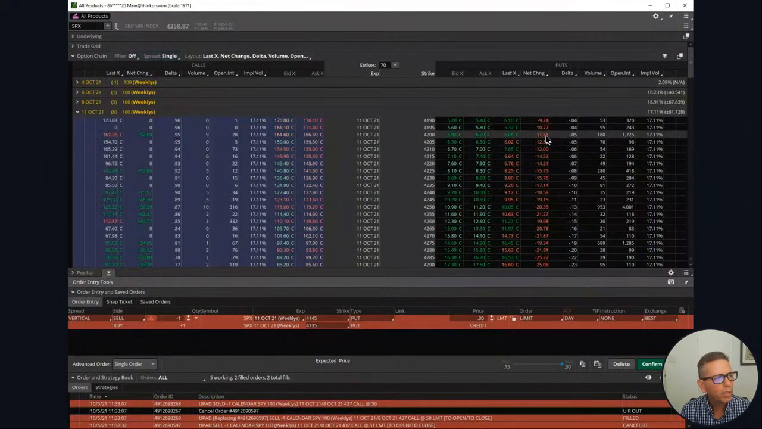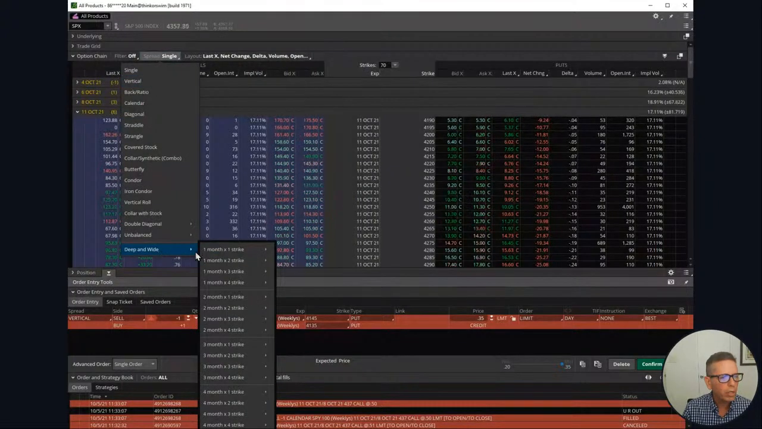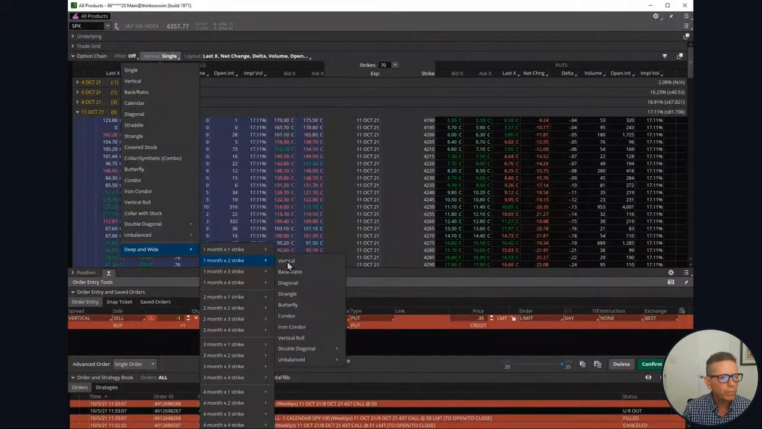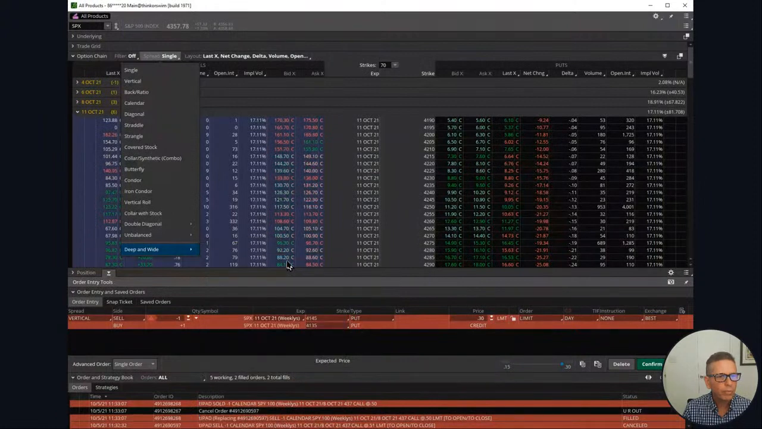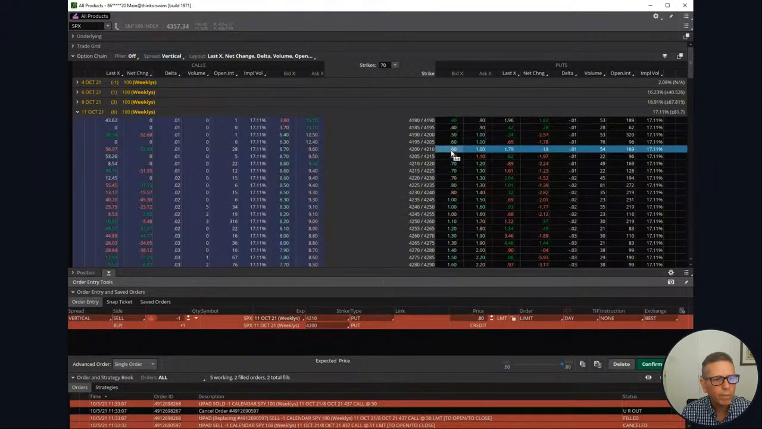Okay, looking at it now. Okay, now I'm going to go back to vertical. So I use a 10 wide. So I go here, 1 month, 2 strikes, right? Vertical. Now it's going to go back, right? So here, this is the position that I want to take. So I'm going to click on that.